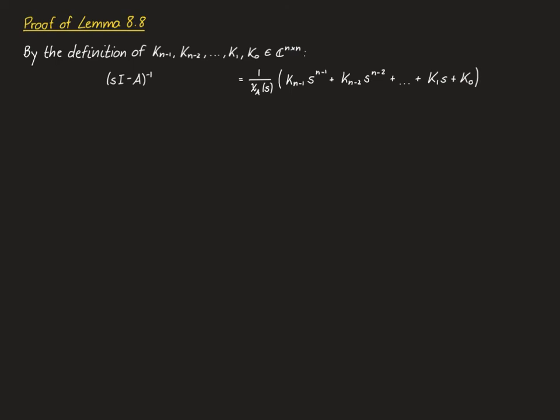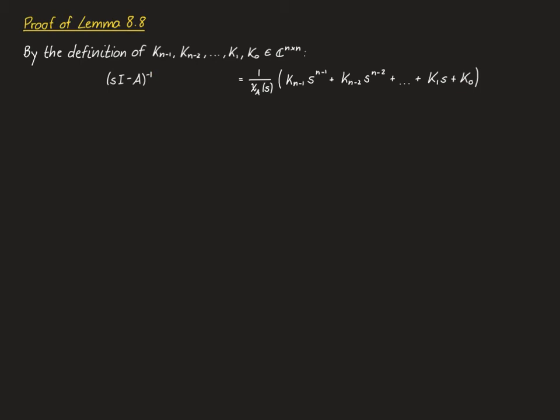For the proof of Lemma 8.8, we start with the definition of the matrices K_{n-1}, K_{n-2}, and so on down to K_0, which are defined as the matrices multiplying the corresponding powers of s, so s to the n minus 1, s to the n minus 2, and so on, down to s and the factor 1, and then times 1 over the characteristic polynomial of A. This is equal to the resolvent, (sI minus A) inverse.